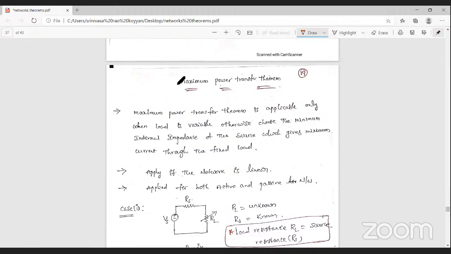Next one, the most important theorem is the maximum power transfer theorem. The most important next category, the maximum power transfer theorem. So how to solve the maximum power passing through a particular resistance, a particular element. So here there is one condition. The maximum power transfer theorem is applicable only when the load is variable. When do we apply the maximum power transfer theorem? When the load is variable, meaning when the load is unknown. Only when the load is unknown do we apply the maximum power transfer theorem.